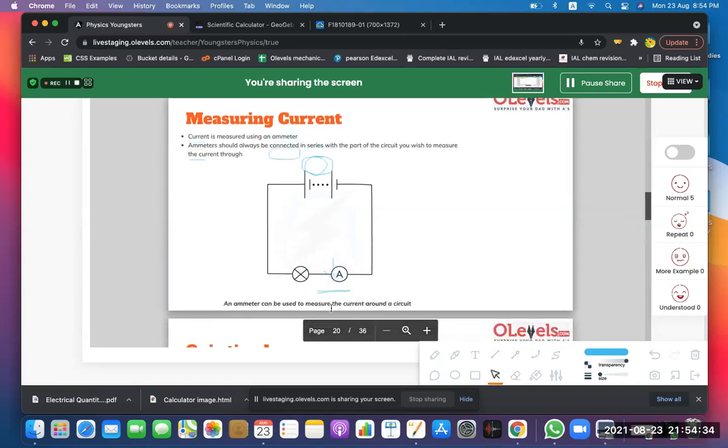Let's scroll down. An ammeter can be used to measure the current around the circuit. So this ammeter measures the current around the circuit, and the ammeter is connected in series. Okay, let's scroll down and see.